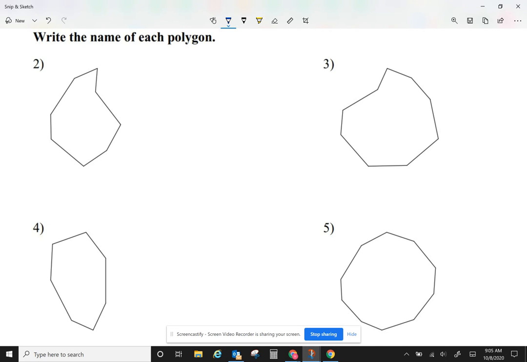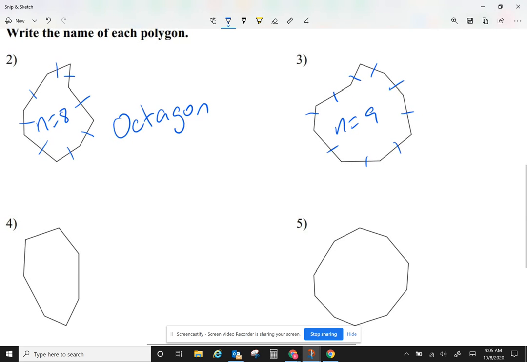So for question number 2, let me count the sides. There is 1, 2, 3, 4, 5, 6, 7, and 8. Let me write n equals 8. So the number of sides I have in there is 8. Like I said, I marked the sides as I was counting them. In your case, you can just count them with your fingers. Now there's 8 sides, so I'm going to call this octagon. For number 3, let me count the sides. 1, 2, 3, 4, 5, 6, 7, 8, and 9. There's 9 sides, so I'm going to call this nonagon.